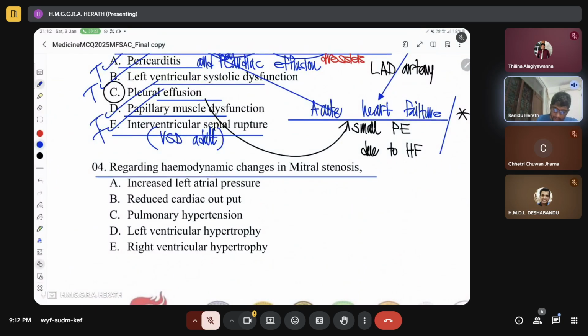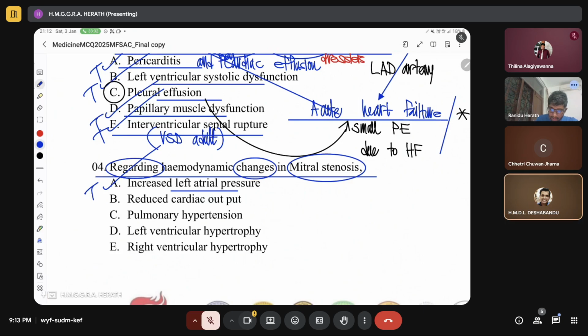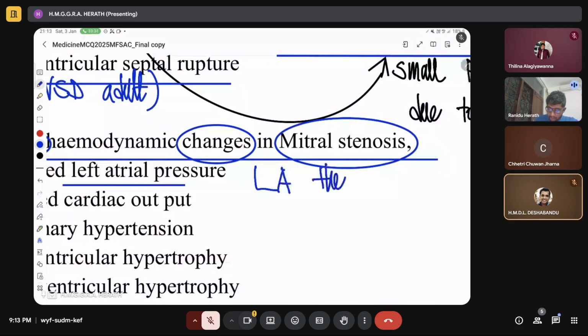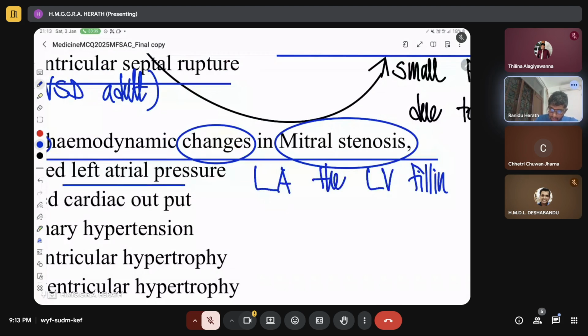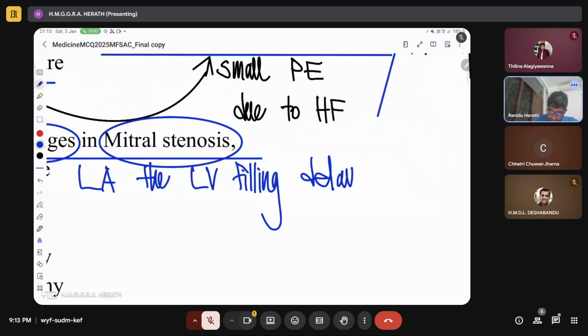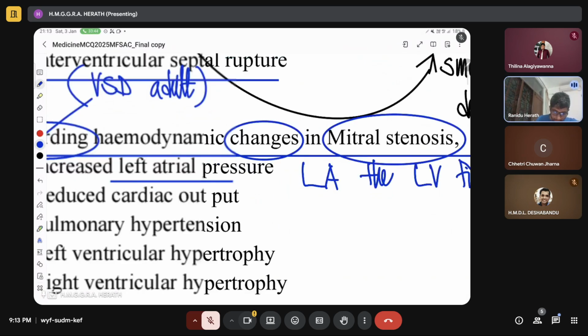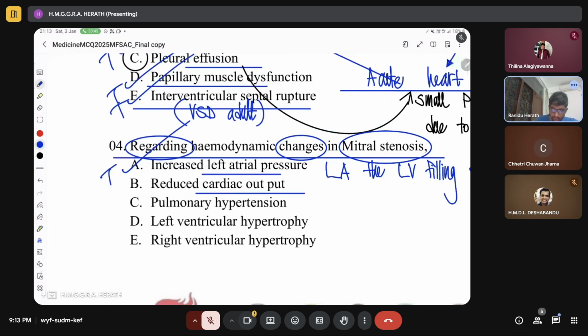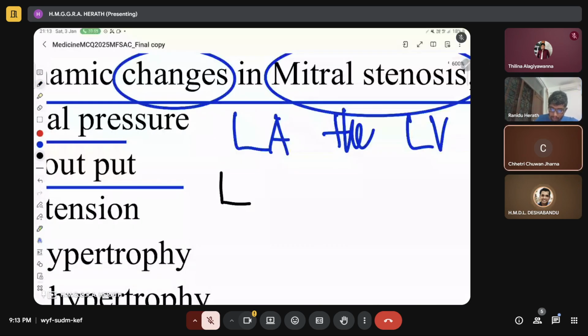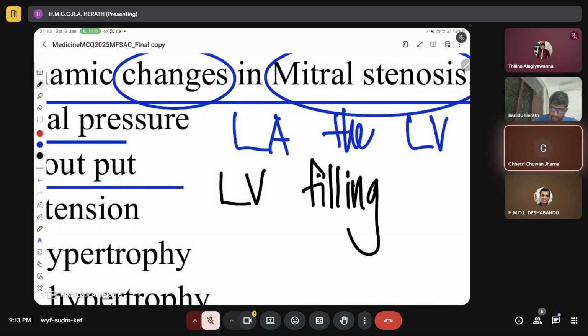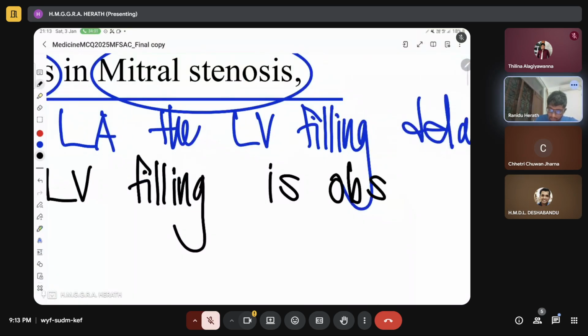Regarding hemodynamic changes in mitral stenosis, increased left atrial pressure. True or false? True. Why? Because the left ventricular filling is delayed due to the mitral valve being stenosed. Reduced cardiac output. True or false? True. Cardiac output is reduced. Why? Because the left ventricular filling is obstructed due to the mitral stenosis, right?